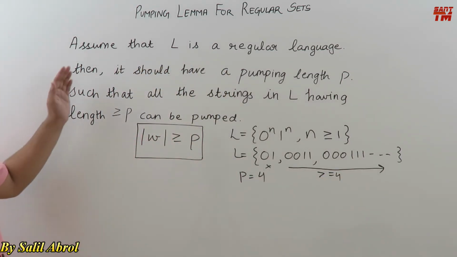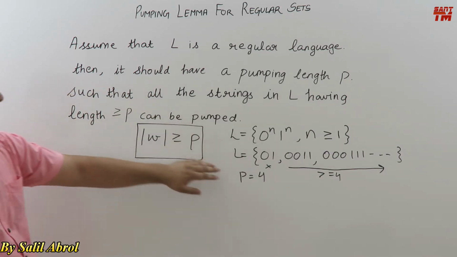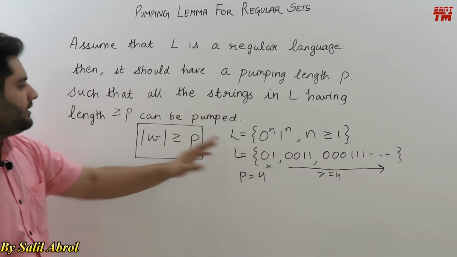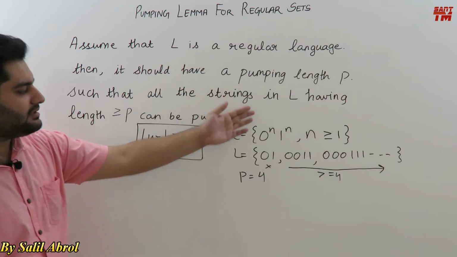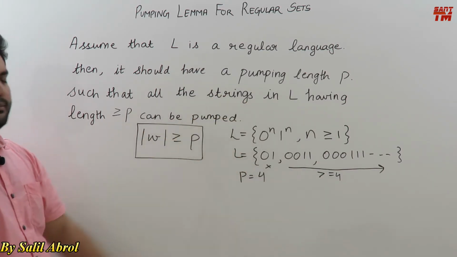So according to our assumption, if L is a regular language and it has a pumping length equal to 4, then all the strings in this language having length greater than or equal to 4 can be pumped.